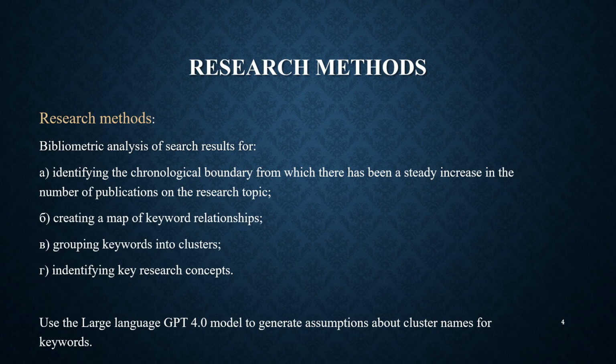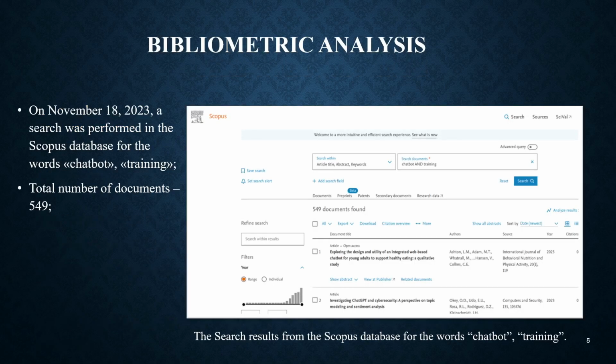To determine in which documents the key research concepts training and chatbot appeared, research was performed in the Scopus database. Only those documents were selected in which the words chatbot and training appeared in the titles, abstract, and keywords. The total number of documents at the time of the search was 549.